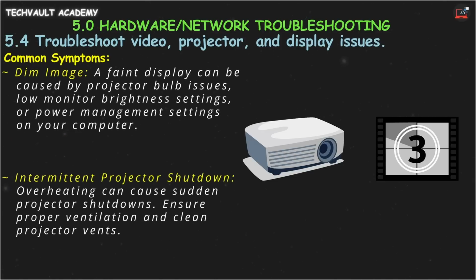Dim image. A faint display can be caused by projector bulb issues, low monitor brightness settings, or power management settings on your computer. Intermittent projector shutdown. Overheating can cause sudden projector shutdowns. Ensure proper ventilation and clean projector vents.